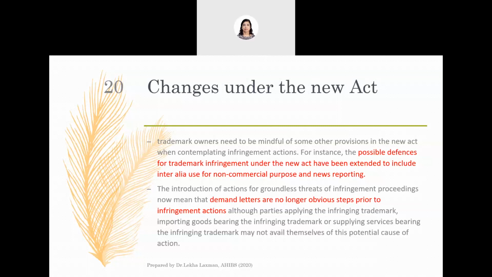Groundless threats of infringement proceedings: introduction of actions for groundless threats of infringement proceedings. So that means, if you send a letter, but you don't follow up with a case, you're going to be in trouble, because they then can sue you and say you were just threatening them with these letters. So now lawyers very seldom want to send demand letters, right?